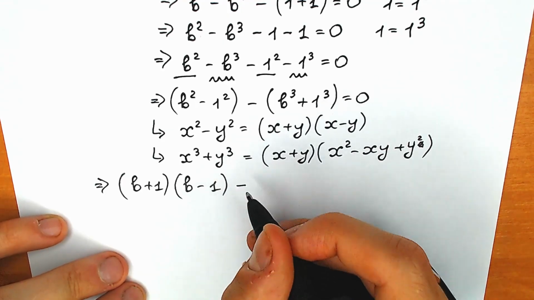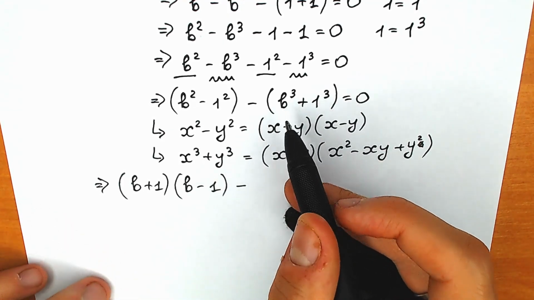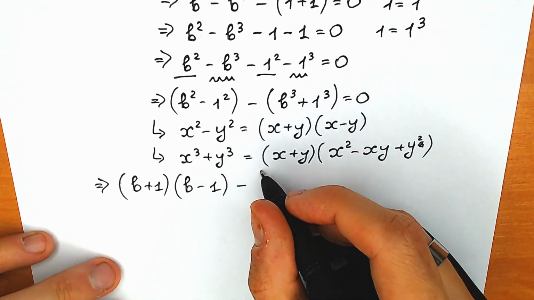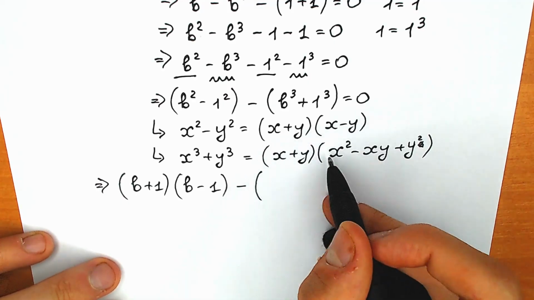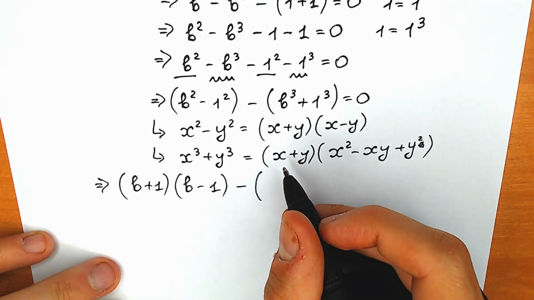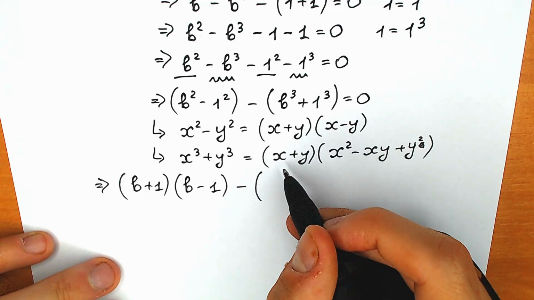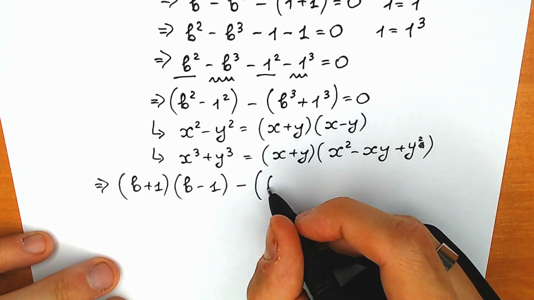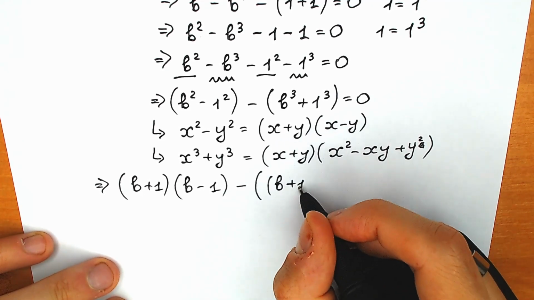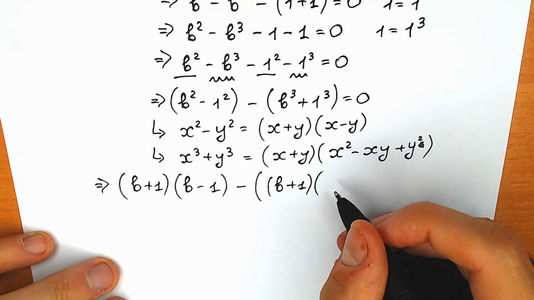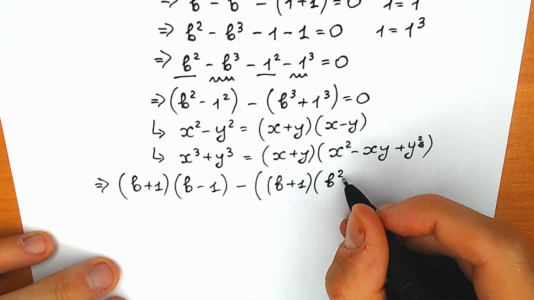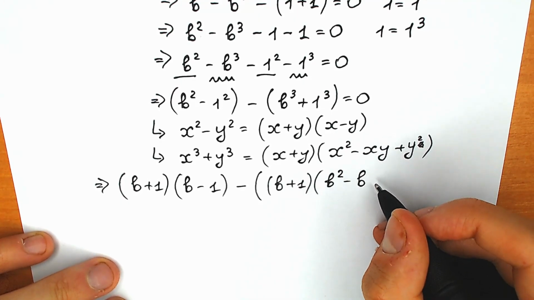We have minus, and we have a sum of 2 cubes. We really need to know this formula, and let's apply it. First of all, we have b plus 1, and we have the second parenthesis: b squared minus b and plus 1.